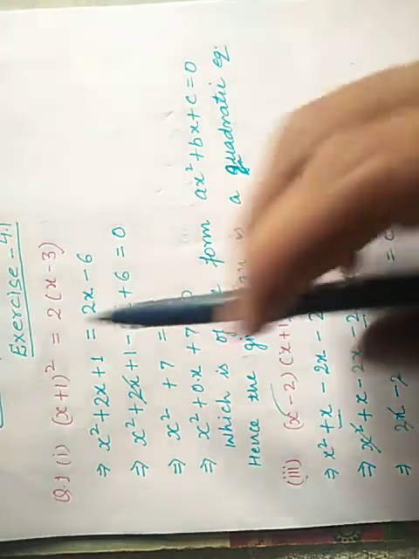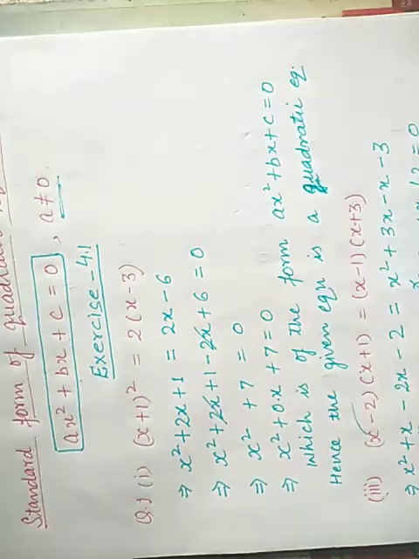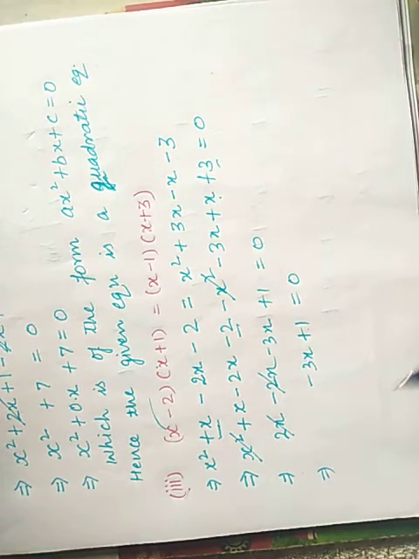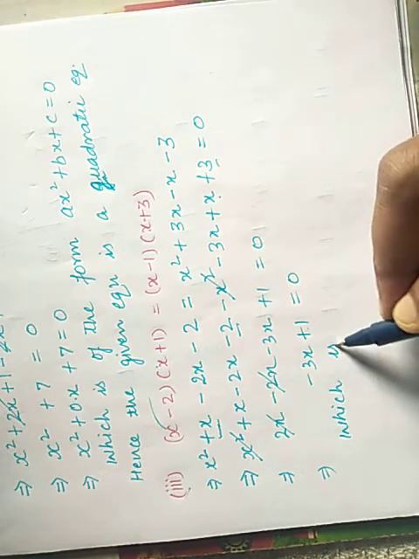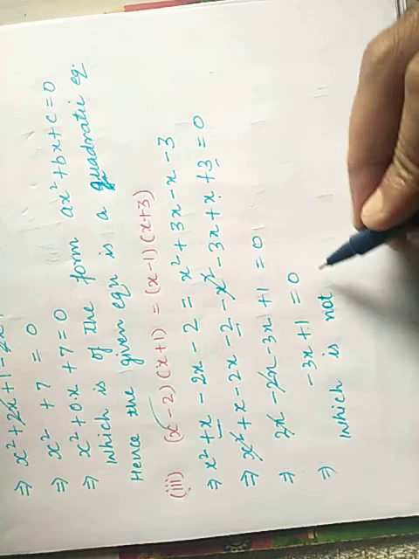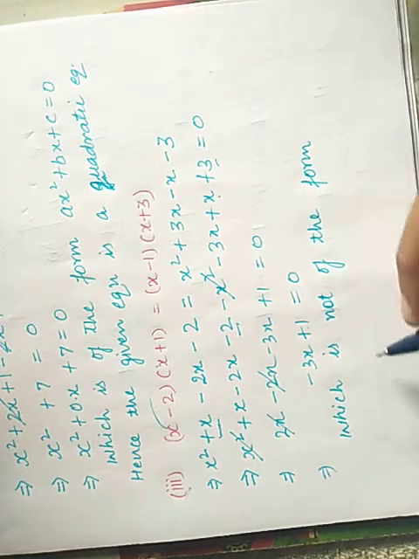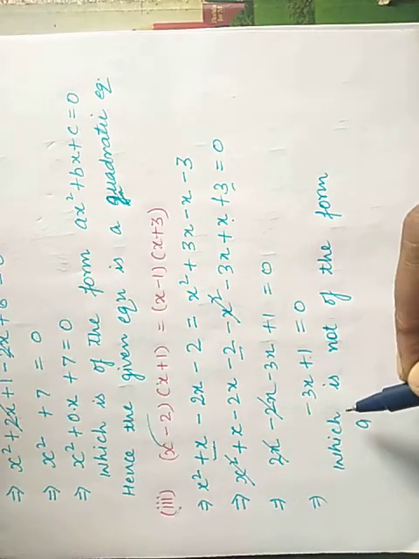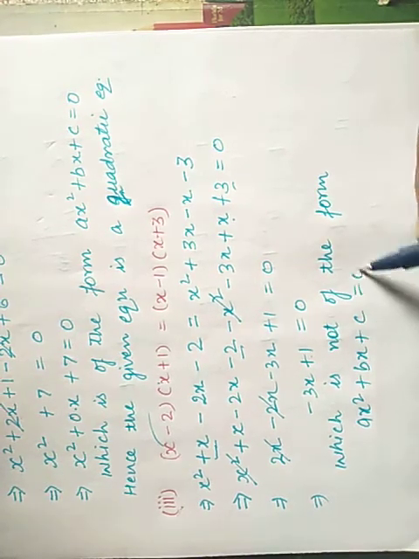Dear students, we can write it in this form as 0 into x square, but the condition is mentioned here, a should not be equal to 0, so we cannot write it as that. So this given equation is not of the form ax square plus bx plus c is equal to 0.